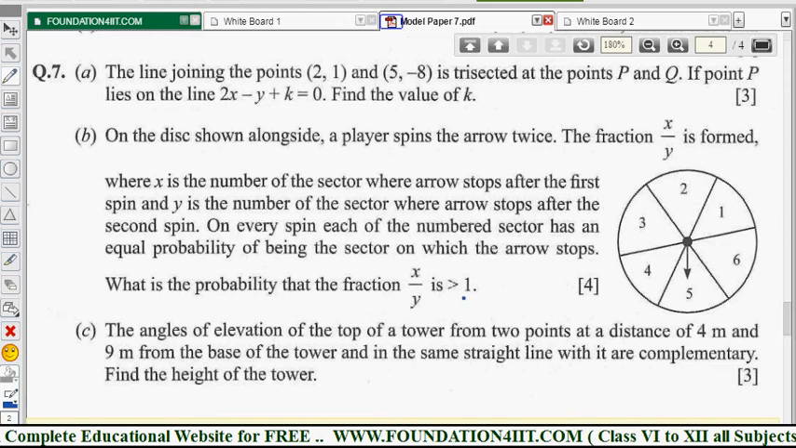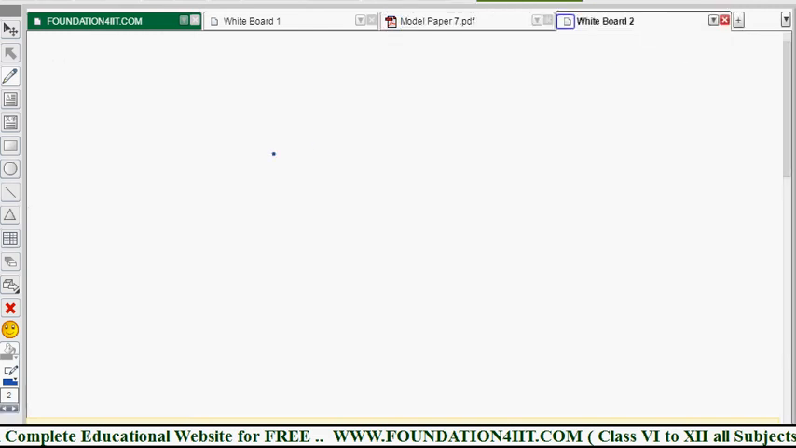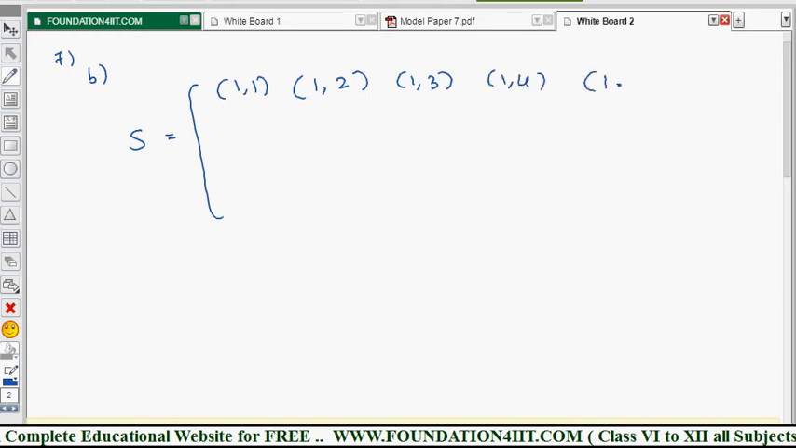Let us find the sample space for this. The numbers are from 1 to 6, first time 1 to 6, second time also 1 to 6, since the arrow can stop in any of the 6 sectors. Then we can write the sample space. First time 1, second time also 1 is possible, whereas (1, 2) and (1, 3). These are the possibilities: (1, 4), (1, 5), (1, 6).